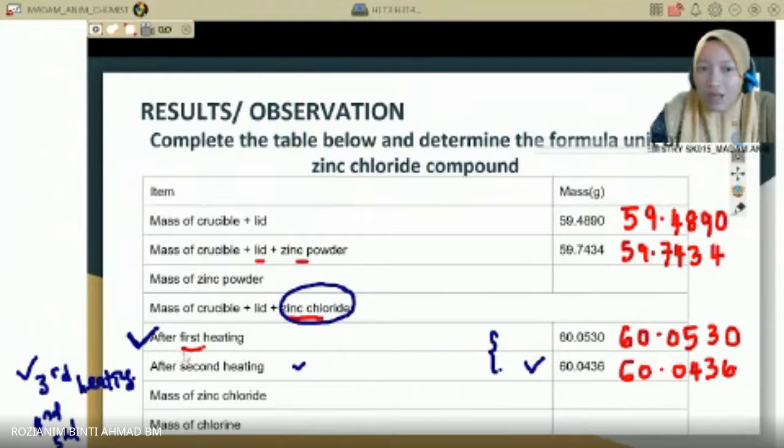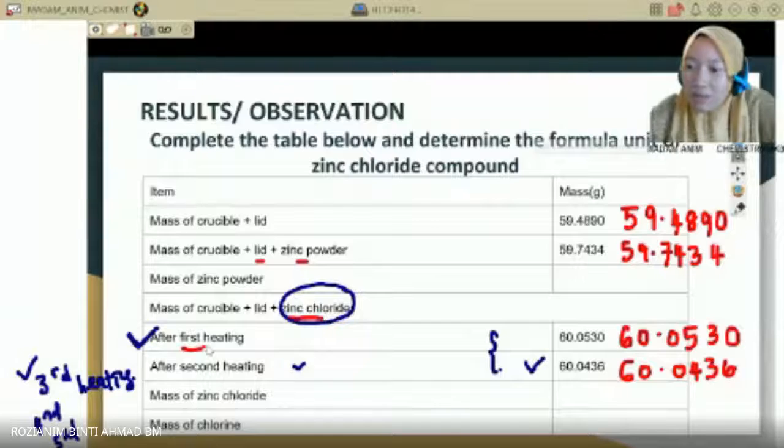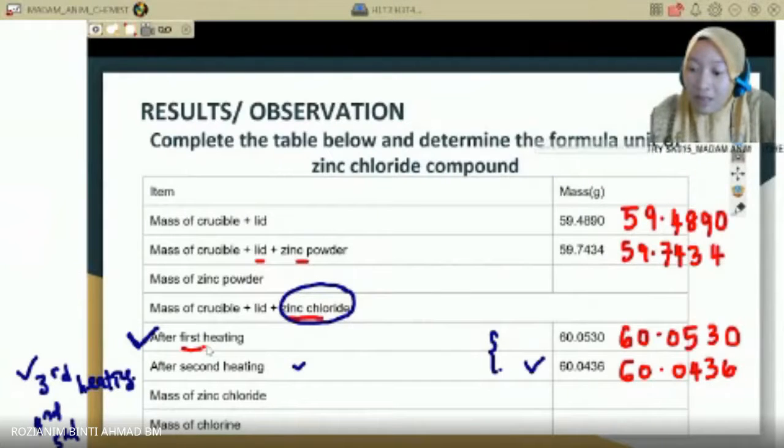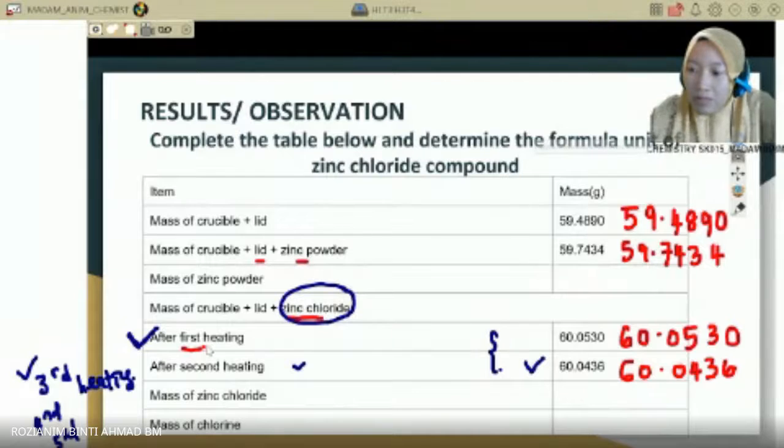The first data of the first heating here, according to the experiment procedure number... Can you trace it? Procedure number berapa? Number 5. Number 5 dia kata place the crucible and the hot plate in the fume cupboard and heat the contents slowly so that the compound does not split during heating. Okay. Procedure number 5 adalah just heating.